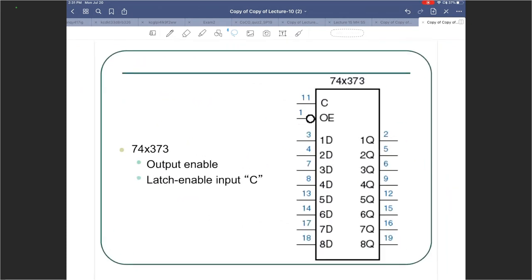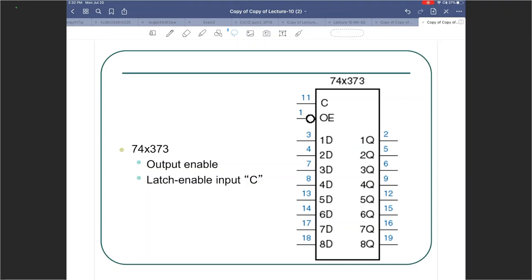Next chip, 74373. Do I need to remember all these numbers? No, you don't. You just need to understand the functionalities. What are the functionalities? Asynchronous clear versus synchronous clear. Output enable: why is it used? When is it used?